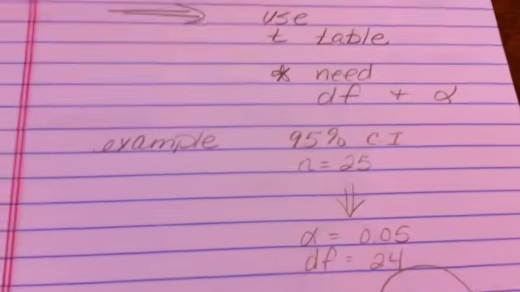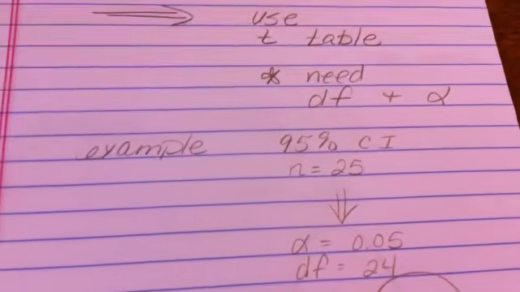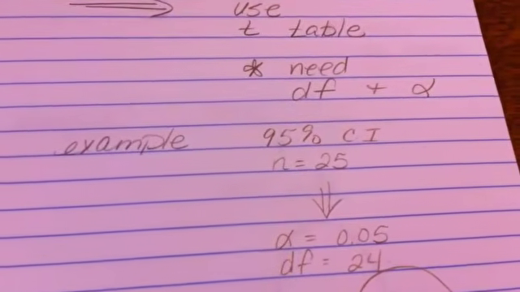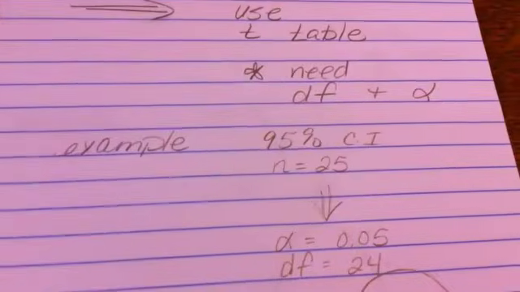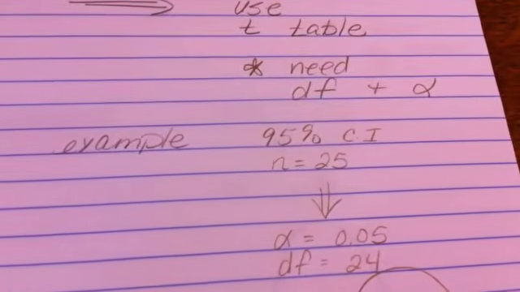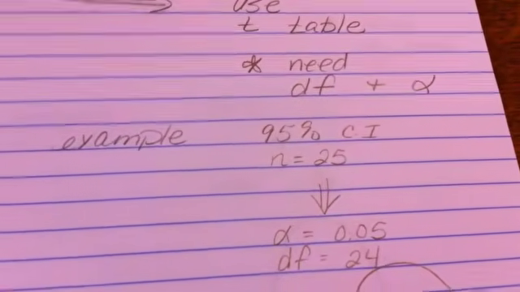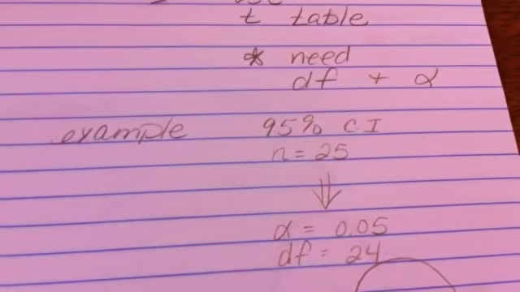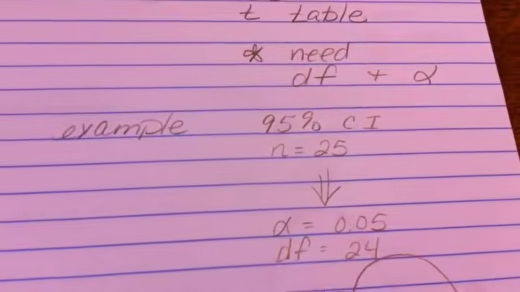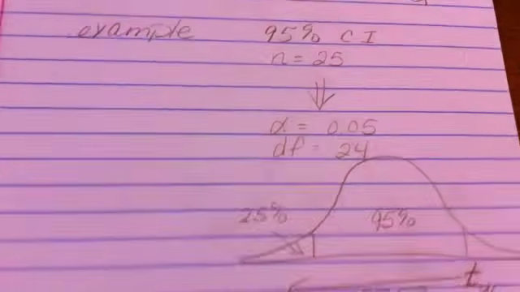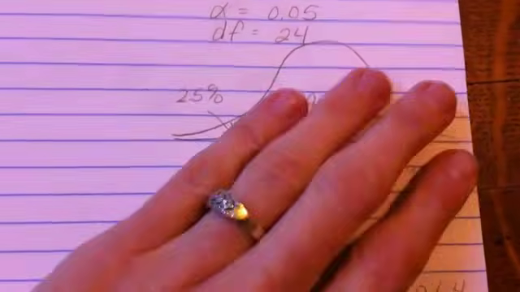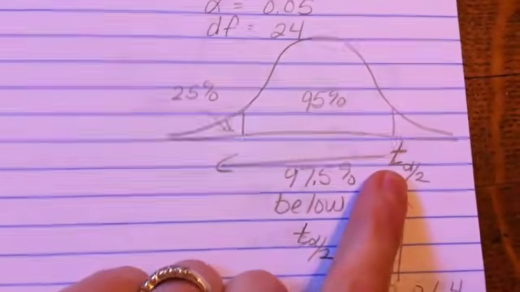So, an example: say we want to do a 95% confidence interval and we have a sample size of 25. That means alpha is going to be 0.05, so 1 minus 0.95. Our degrees of freedom are n minus 1, so our degrees of freedom are 24. And a plot's always helpful, so what we want to figure out is the t-value.